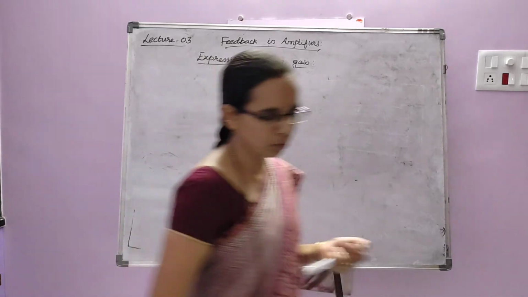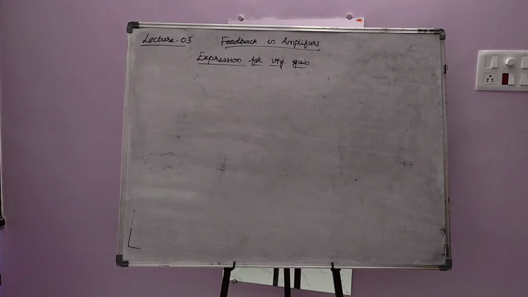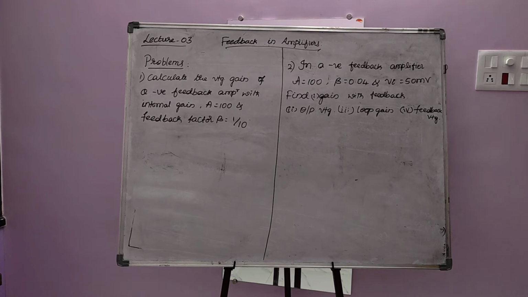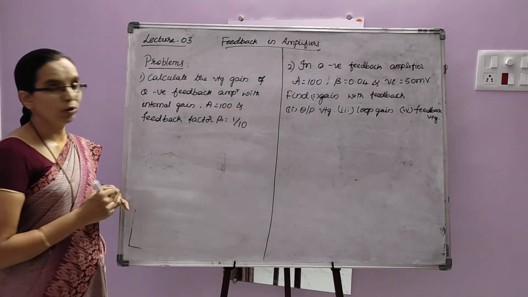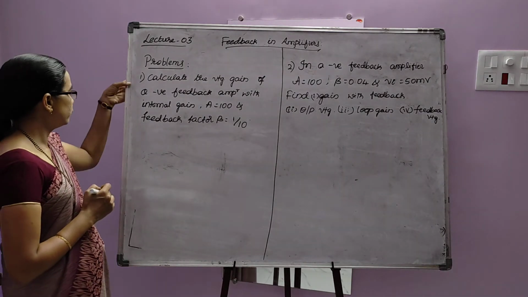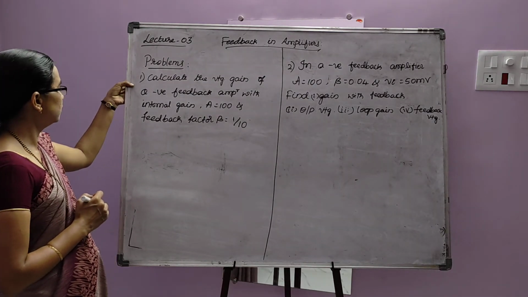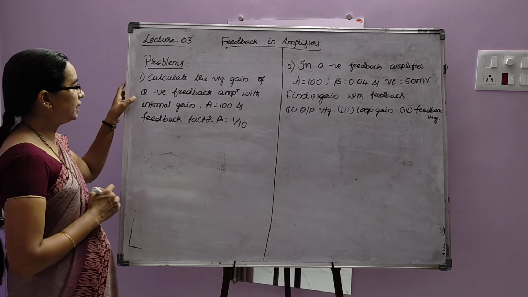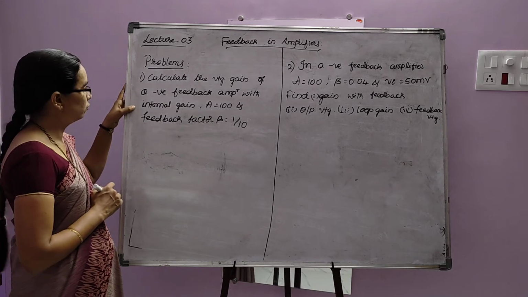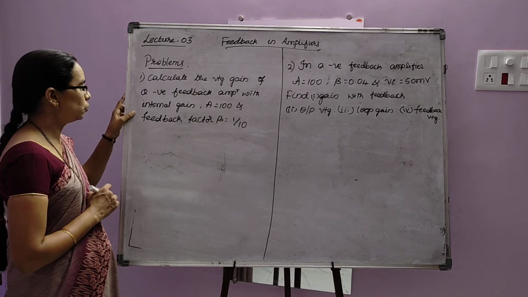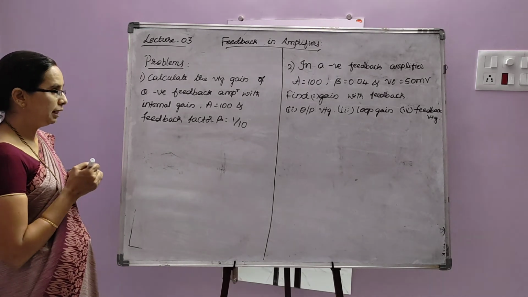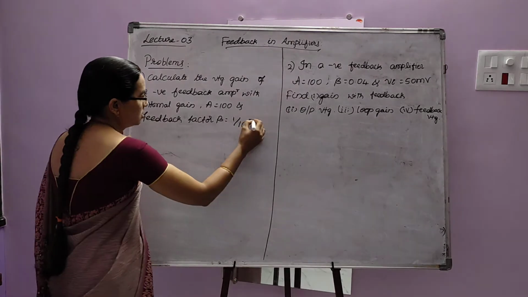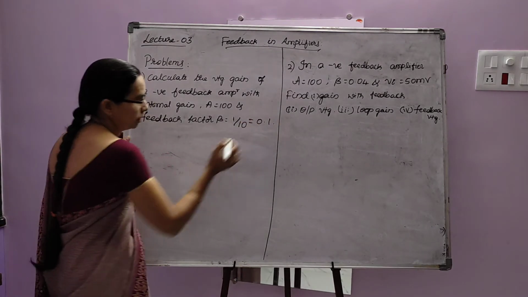We'll solve some numericals on this. Okay. We solve these two problems now. I know the first problem. Calculate the voltage gain of a negative feedback amplifier with internal gain A equal to 100 and feedback factor beta equal to 1 by 10. 1 by 10 in the sense you can write this as 0.1.